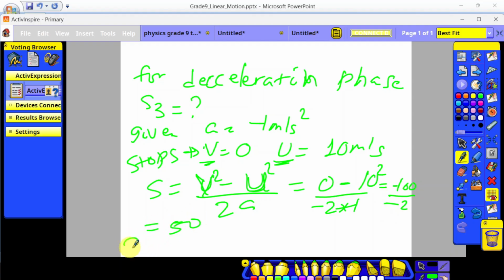Then S total distance is equal to... how much was S1? So the distance is the total distance.